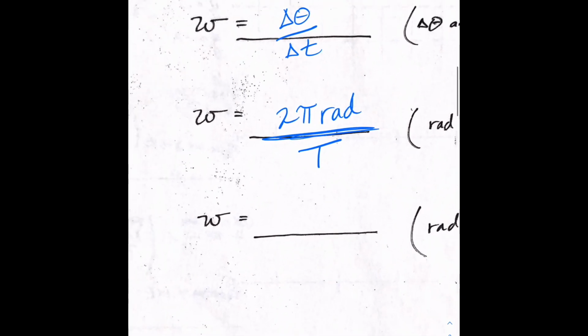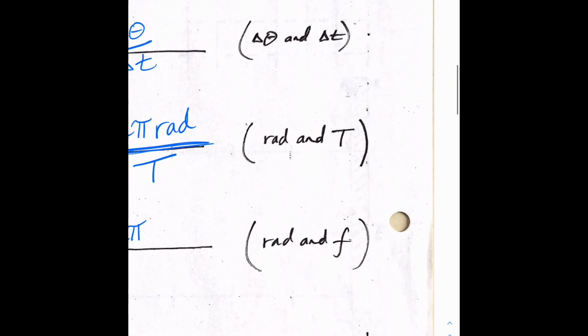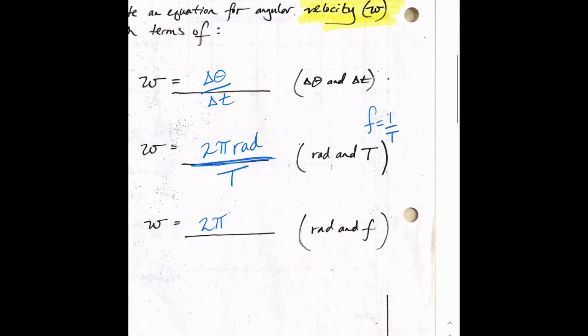And then finally, you don't always have to write the radians there either, but I'm going to. Finally, you have 2 pi, and 1 over the period is equal to frequency, right? So if that's true, then we can just make that substitution in here.